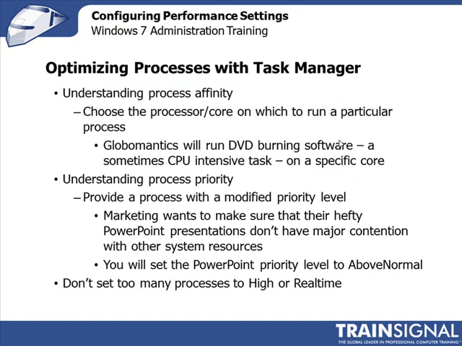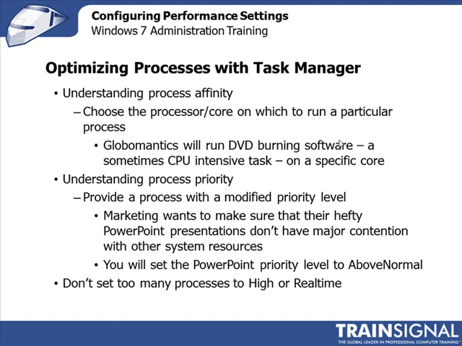Now the other thing you can do is change a process's priority. So you can actually provide a process with a modified priority level. In this case, you want to make sure that a particular program either runs better than other programs on the system, or it doesn't take as much in the way of system resources. You may not want a particular product to take away from other system resources.